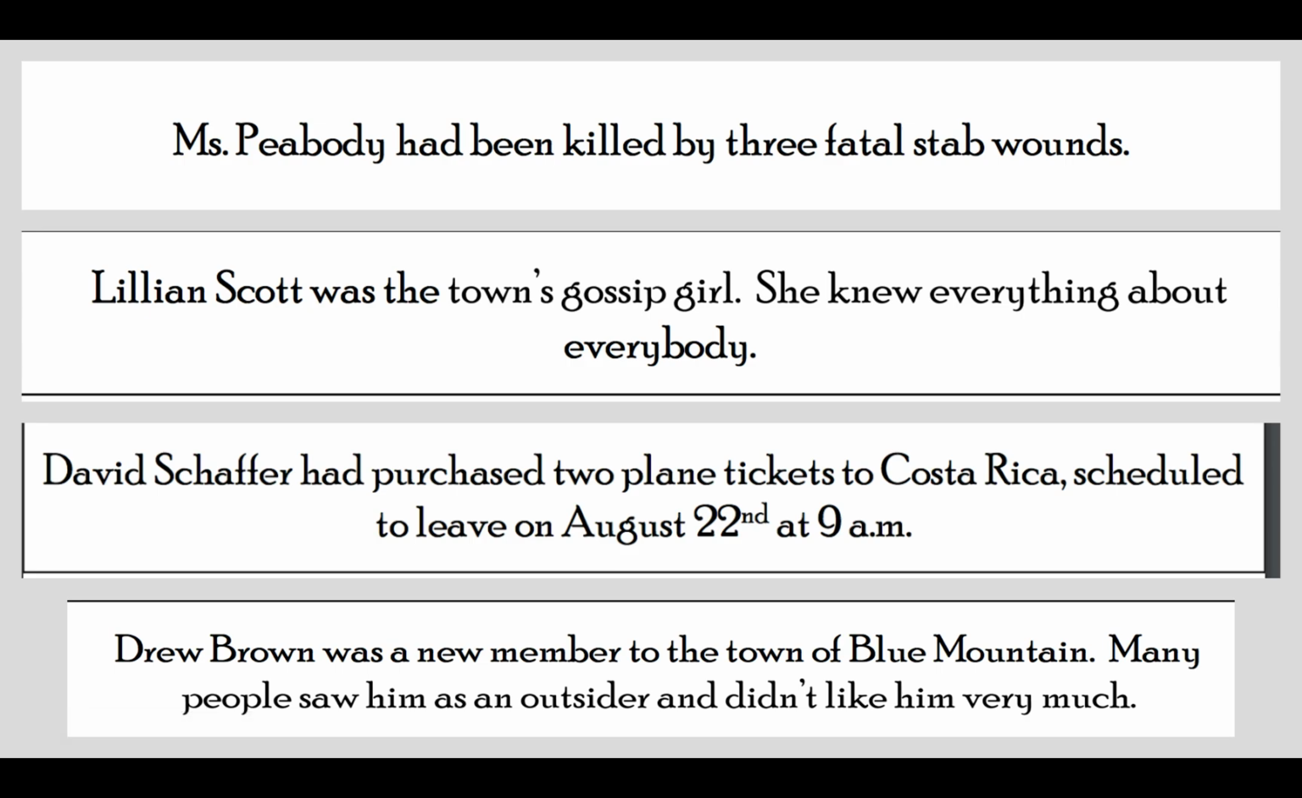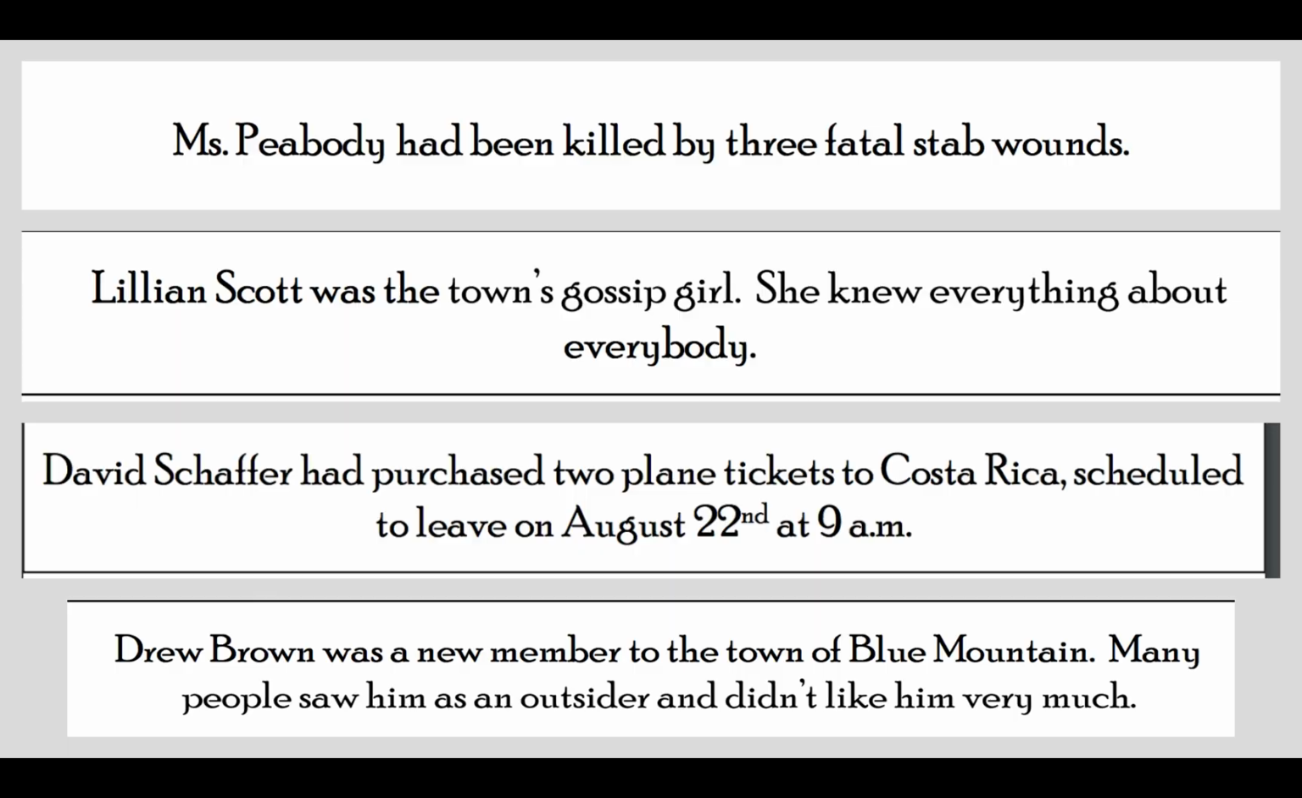David had purchased 2 plane tickets to Costa Rica, scheduled to leave August 22nd at 9 a.m., the morning after the murder. So why is David trying to leave? Why is David going to Costa Rica? And he purchased 2 tickets. Now, Drew Brown was a new member to the town of Blue Mountain. Many people saw him as an outsider and didn't like him very much.